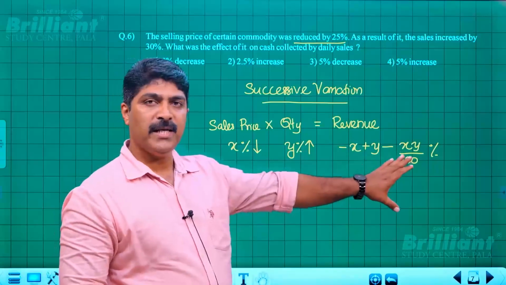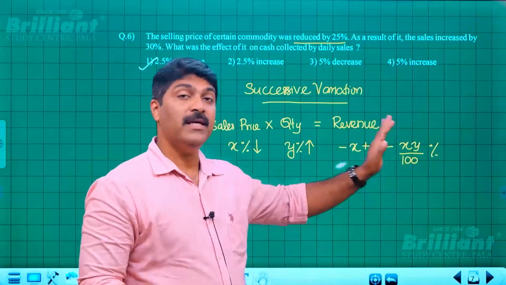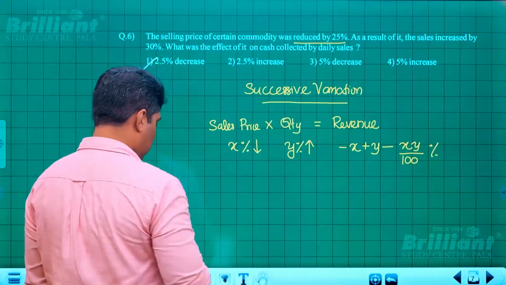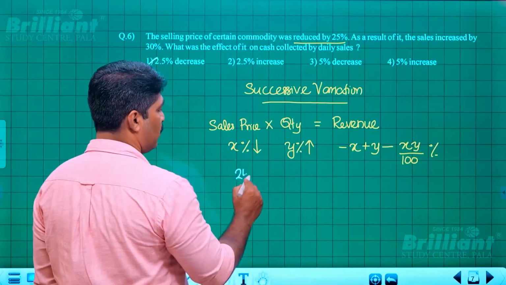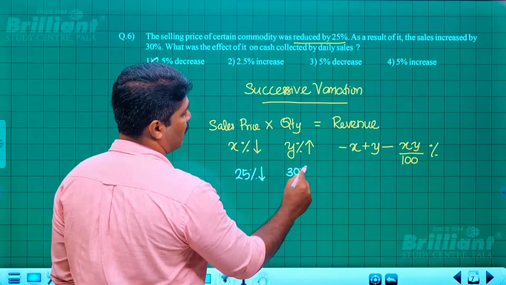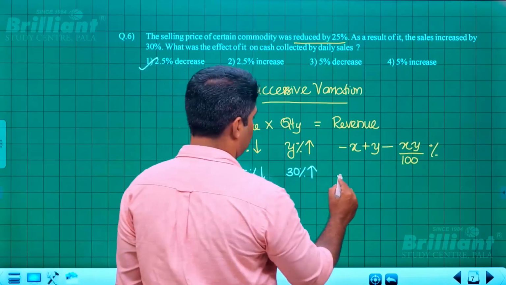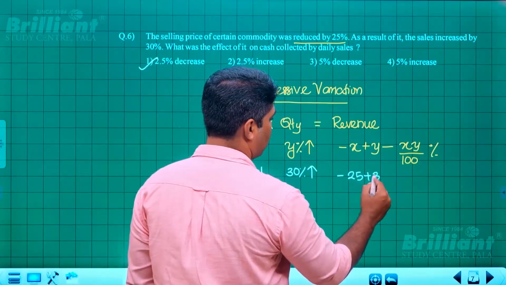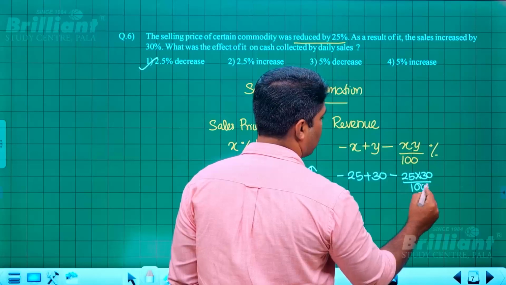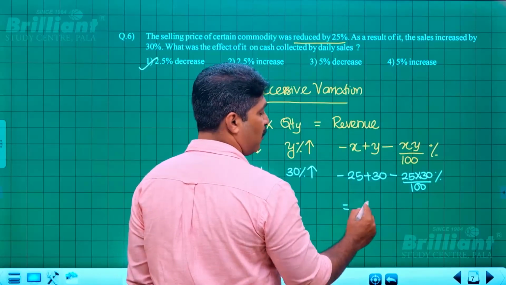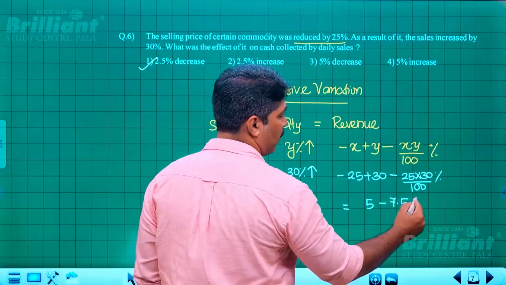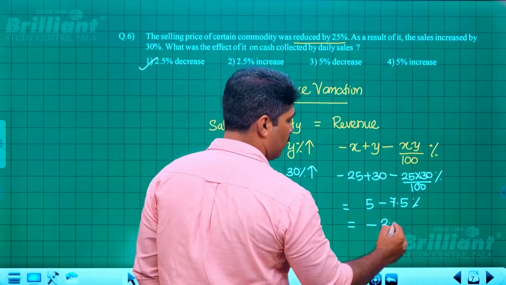If this output is positive, that is an increase. If it is negative, it is a decrease. So here, this is the basic result. If you are applying this, the percentage values here are 25%, where the value decreased, and 30% increase. So we can substitute here: minus 25 plus 30 minus 25 into 30 by 100. This is minus 25 plus 30, that is 5, minus 7.5, so that is equal to minus 2.5.